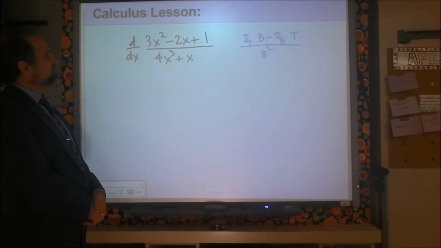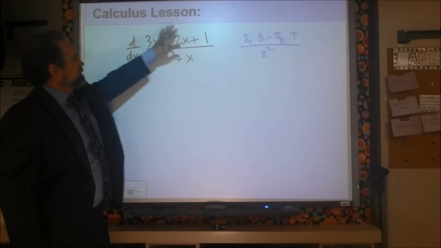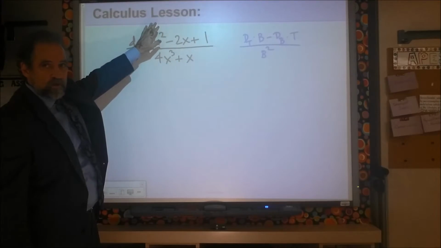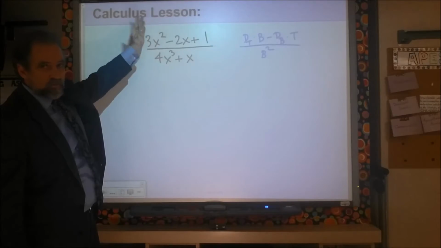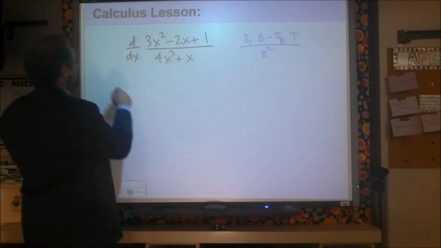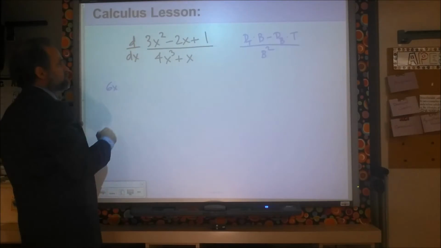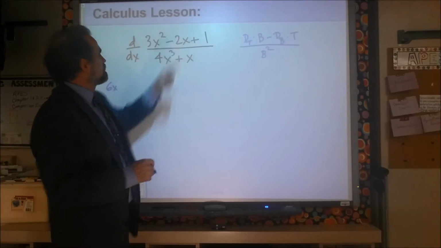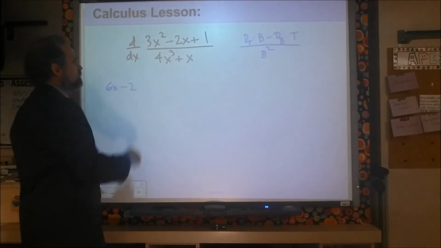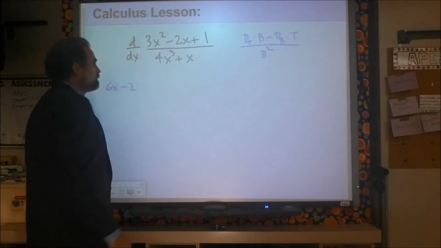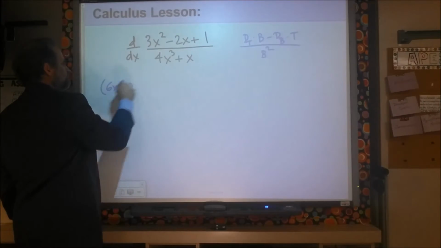So let's do that. Derivative of the top. It's a polynomial, isn't it? So I can do the derivative of each monomial with the power rule. That's what I'm doing. So 2 times 3 is 6x to the 1. I don't need to show the 1. Next, 1 times negative 2 is negative 2x to the 0. So that's negative 2. And the derivative of a constant goes to 0.